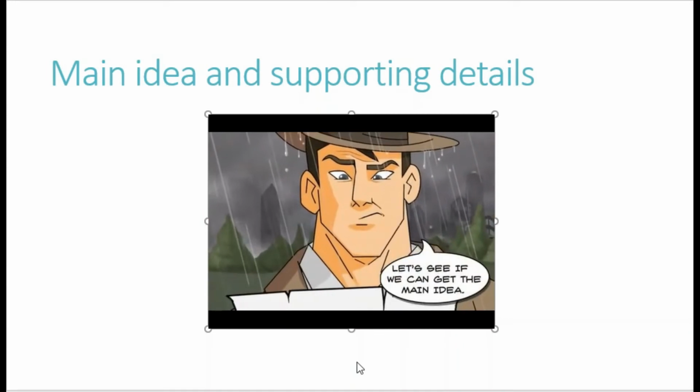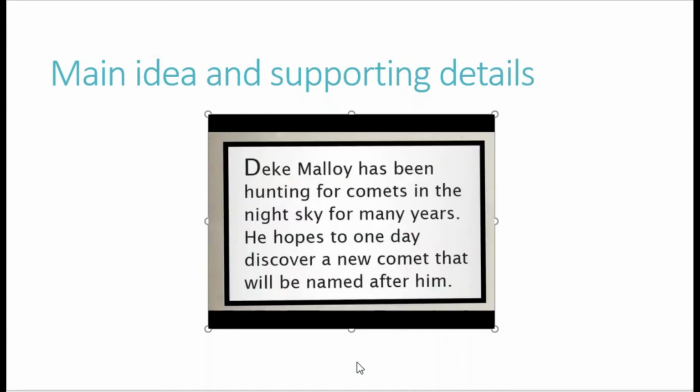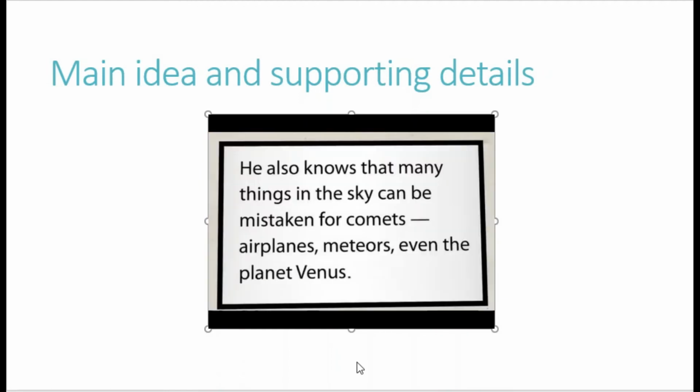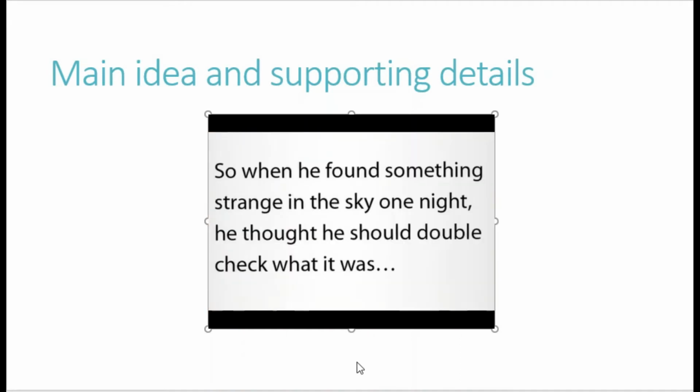Let's see if we can get the main idea. Deke Malloy has been hunting for comets in the night sky for many years. He hopes to one day discover a new comet that will be named after him. He also knows that many things in the sky can be mistaken for comets. Airplanes, meteors, even the planet Venus. So when he found something strange in the sky one night, he thought he should double-check what it was.